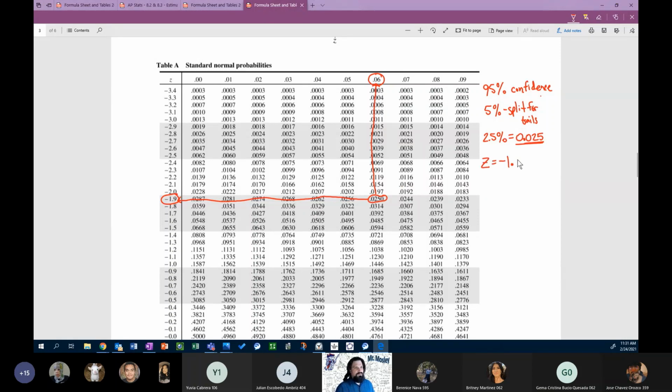We get z equals negative 1.96. Z star, our critical value, is the positive value of that z-score. Z star will always be positive because Z star is a distance. Okay, so that's how we get Z star. It says 1.96 for the critical values in this scenario.